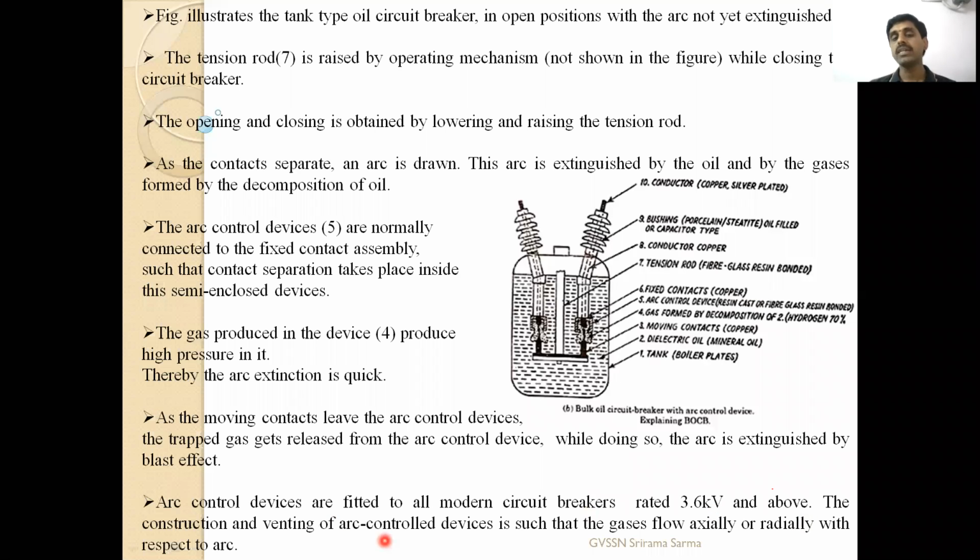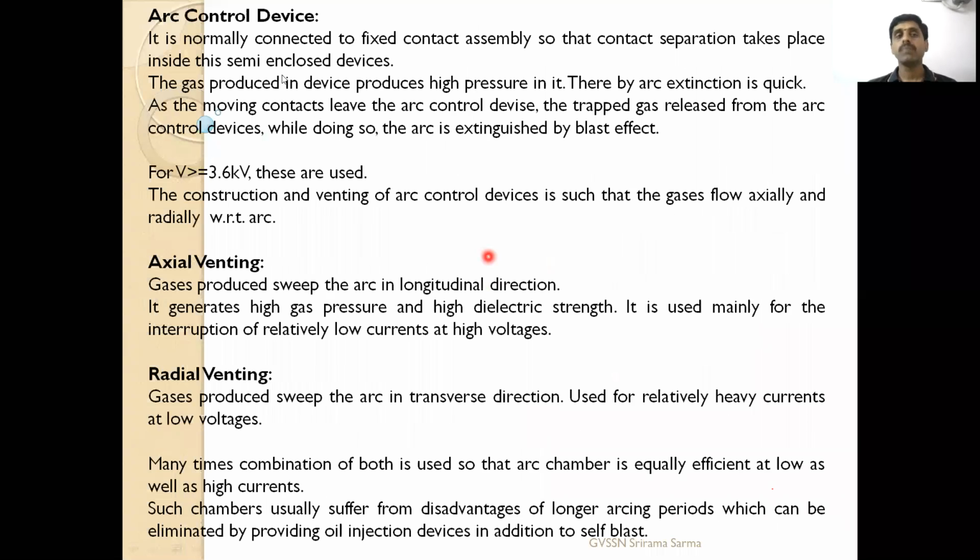The construction and venting of arc control devices is such that gases flow axially. Axially means in the direction of the arc, or radially, both the directions. This gas can be produced and applied onto the arc. So that is about the arc control device connected to the fixed contact, which is what I have discussed. Gases produced inside the device have high pressure in it, so arc extinction is quick. So for voltage more than 3.6 kV, these are used generally.